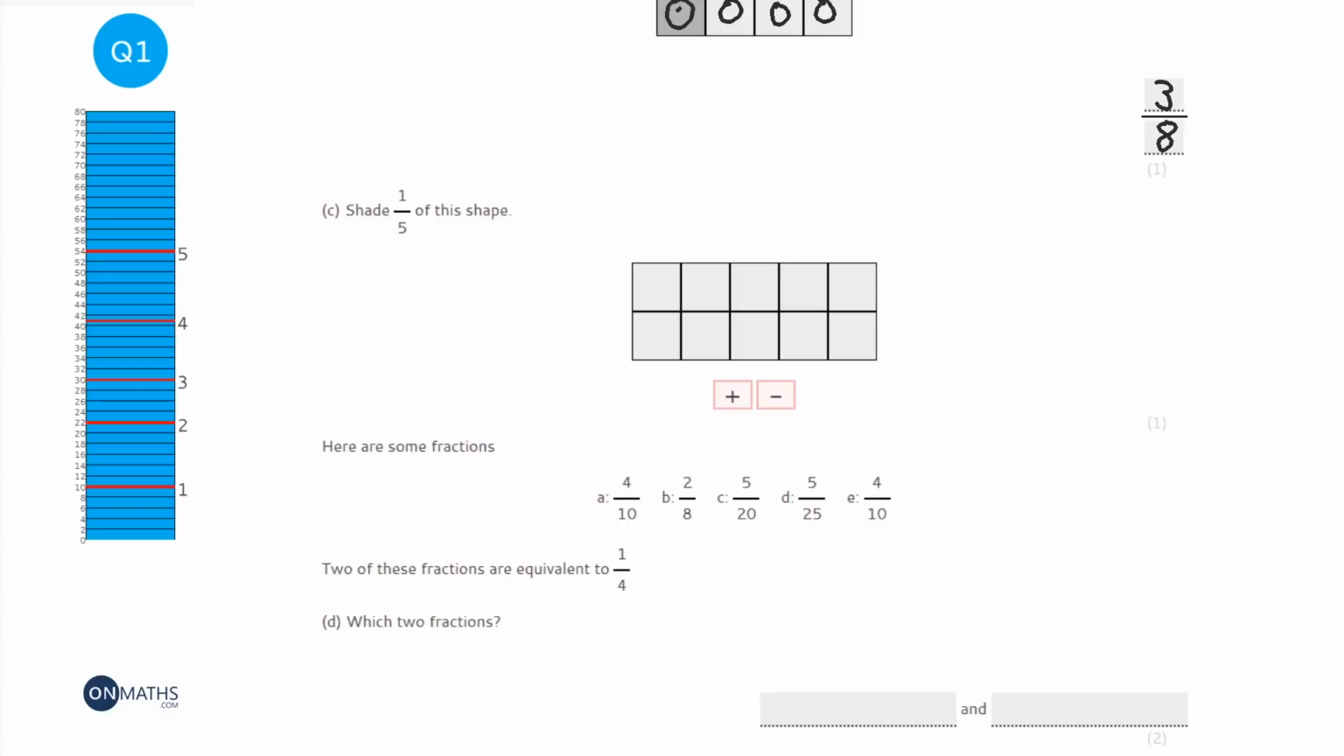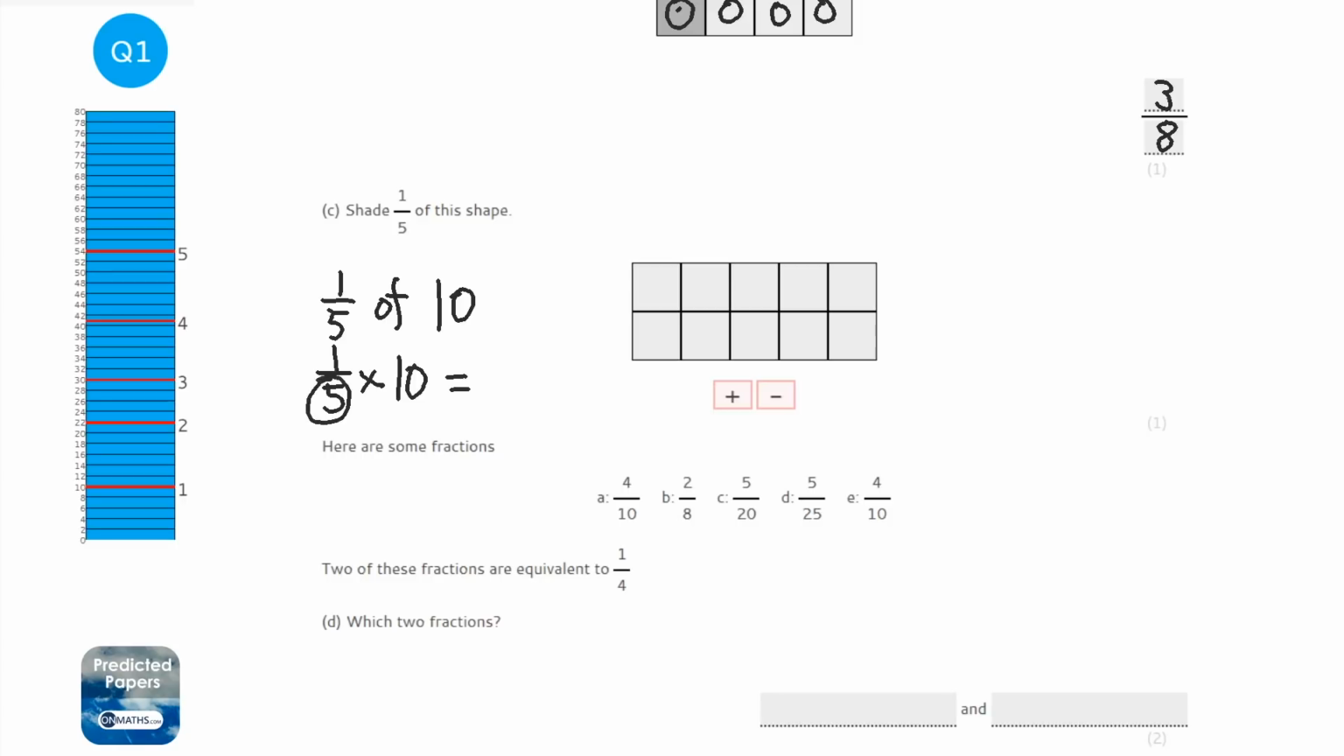For the next question, it says shade in a fifth of this shape. Well, there's 10 squares altogether, and we want to shade a fifth. So we need to find a fifth of 10. In other words, what's a fifth times 10? When you times something by a fraction, just divide it by the bottom of the fraction. So another way of writing that is 10 divided by 5, which is 2.